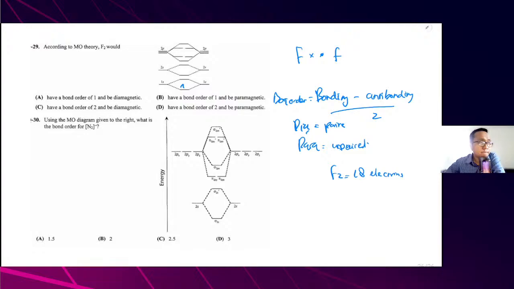Okay, so let's take a look at first. 1, 2, 3, 4, 5, 6, 7, 8, 9, 10, 11, 12, 13, 14, 15, 16, 17, 18. Okay.